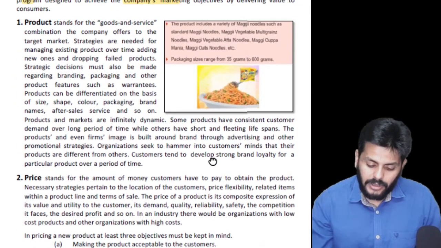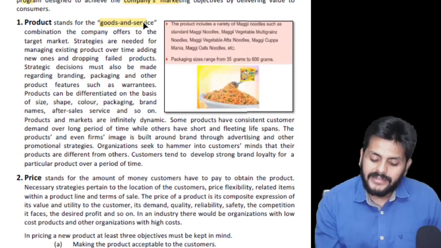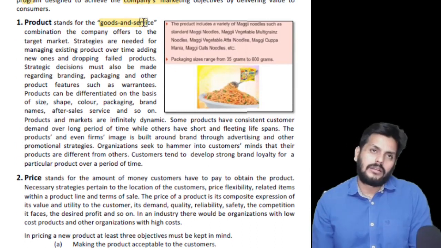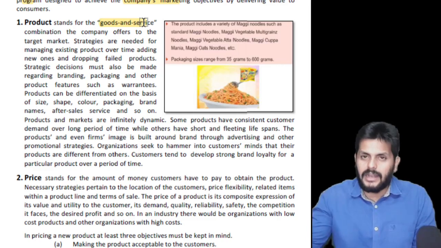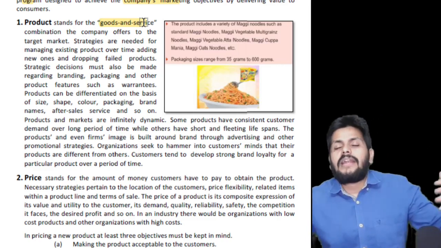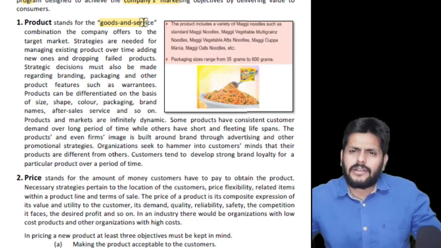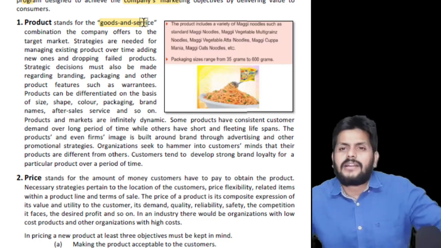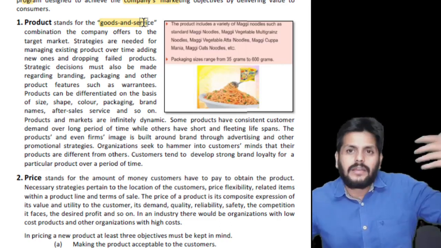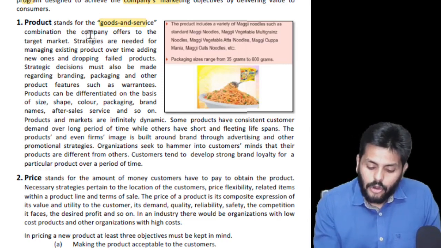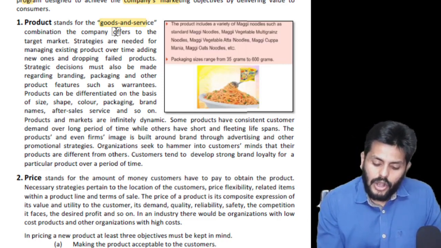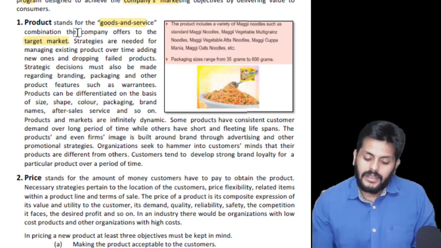First P called product. Any goods or service is called a product. Now, service also, generally when we refer to it as a product, we're trying to deliver something as a service also. Now as a chartered accountant, I wish to do some chartered accountancy services, right? So like that, what are we willing to deliver? Product stands for the goods and service combination the company offers to the target market.